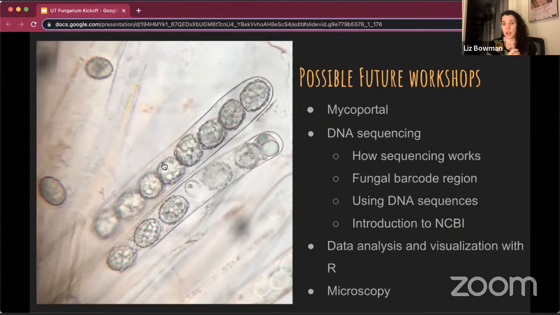Also, I'm a huge advocate for R coding, which is open source and free. This is a common theme. So doing some workshops on data analysis and visualization using this. And then also lastly, some microscopy courses or workshops would be really fun to do.